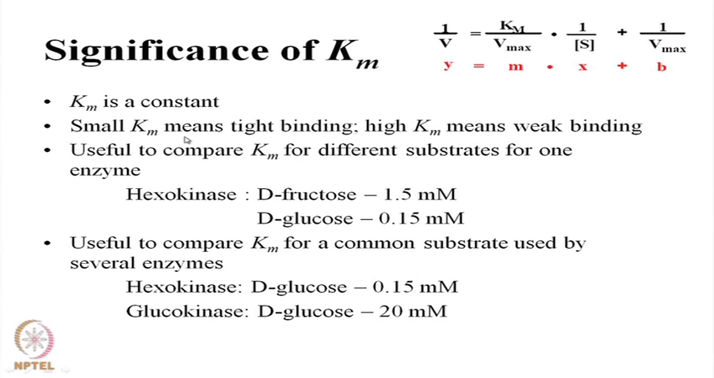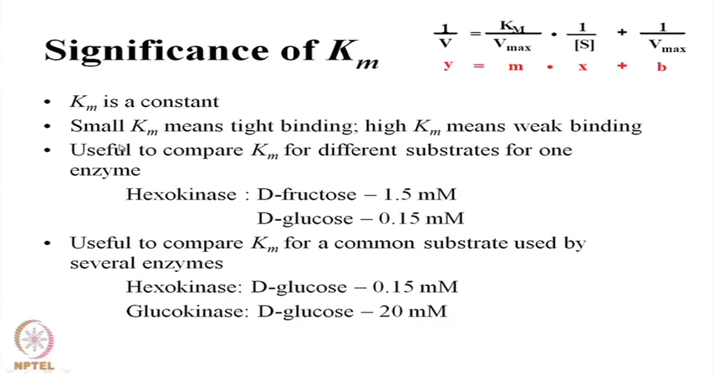Now, small Km means tight binding, that is, the binding interaction is tighter. Suppose this is your enzyme and this is your substrate. They are bound tight together, so it is difficult to separate them. So when Km is small, the binding is tighter, and high Km means weak binding. When Km, the Michaelis constant, is high, the binding interaction is weak.